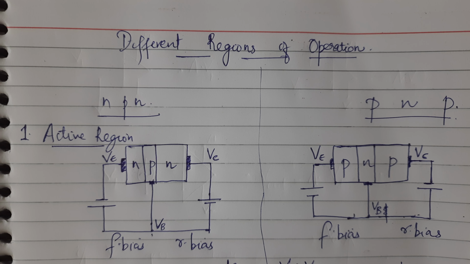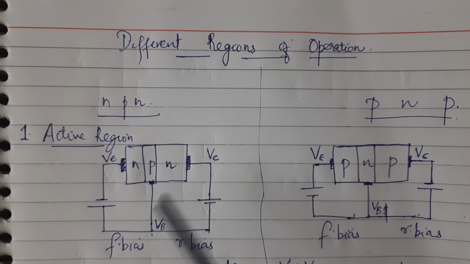Now we will see the different regions of operation of a BJT. It can be easily understood by these figures. There are three main regions of operation: first the active region, second the cutoff region, and third the saturation region. There is one more region called the reverse active region, which is generally not used because it is not a very good configuration. We will talk about it later. First we will discuss the main three regions.